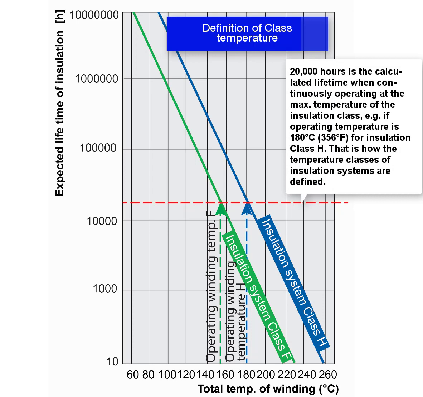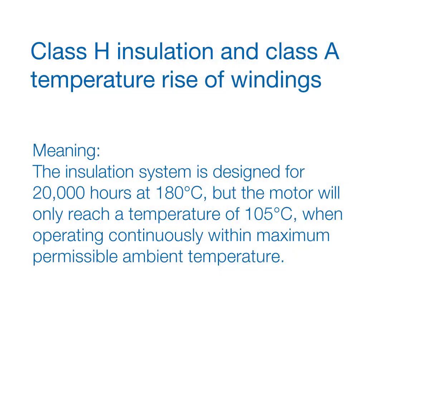20,000 hours is the calculated lifetime when continuously operating at the maximum temperature of the insulation class. For example, if operating temperature is 180 degrees for insulation class H. That is how the temperature classes of insulation systems are defined.